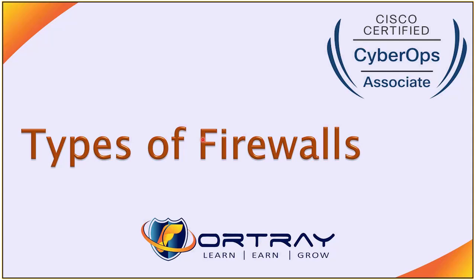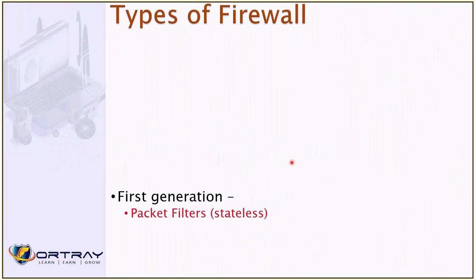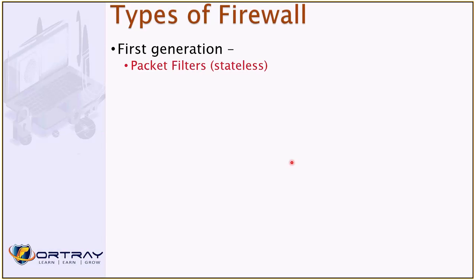Types of firewalls. How many types of firewall do we have? We have around 3 to 4. Number one, the first generation firewall, called packet filtering. Maybe you're already aware of that. This is called an access list, which is a stateless firewall. What is stateless? We'll discuss that later on. So: first generation firewall, packet filtering, stateless firewall.